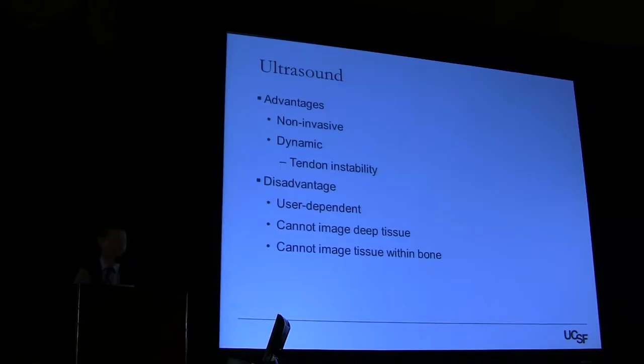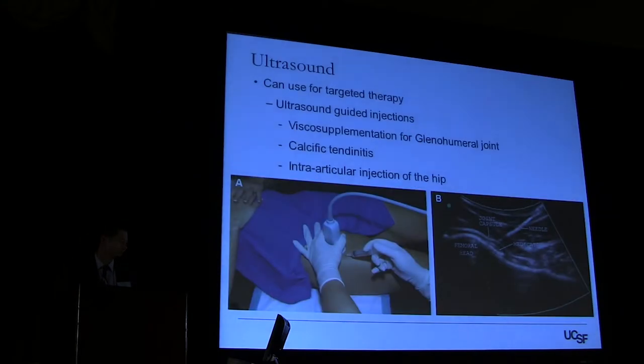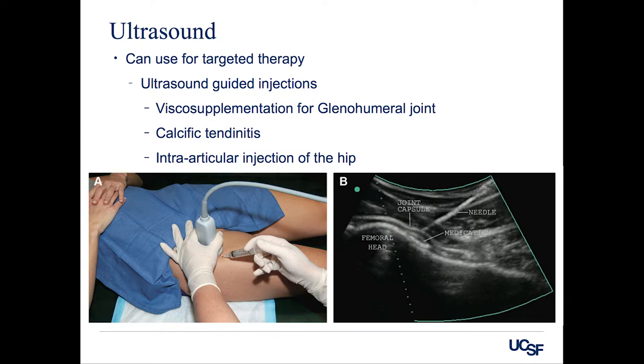And then you can't see tissue inside of bone, and you can't see tissue that's too deep or too far away from the surface of the skin. We do these a lot now for guided treatment. So Dr. Luke does a lot of ultrasound guided injections at UCSF for us. So you can use this to find a tendon.